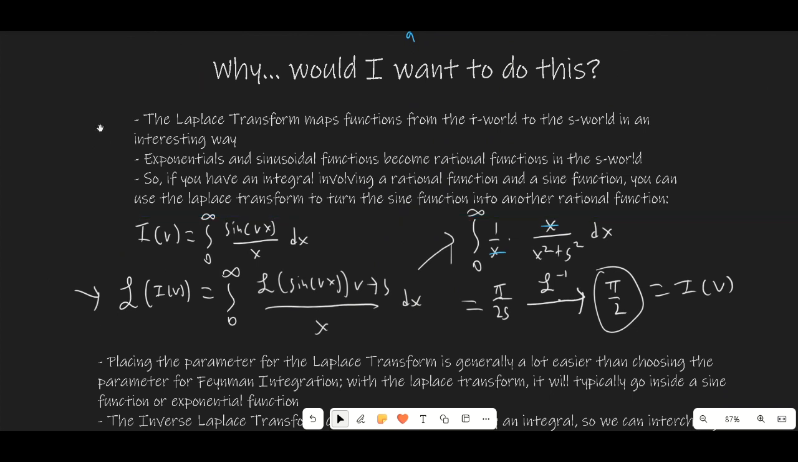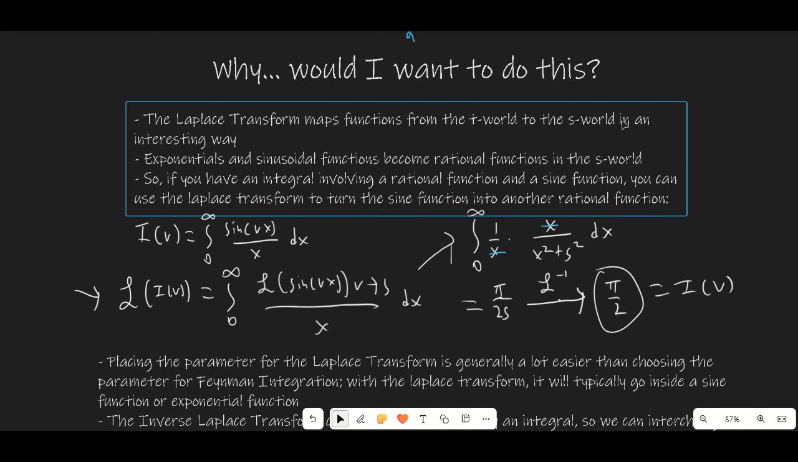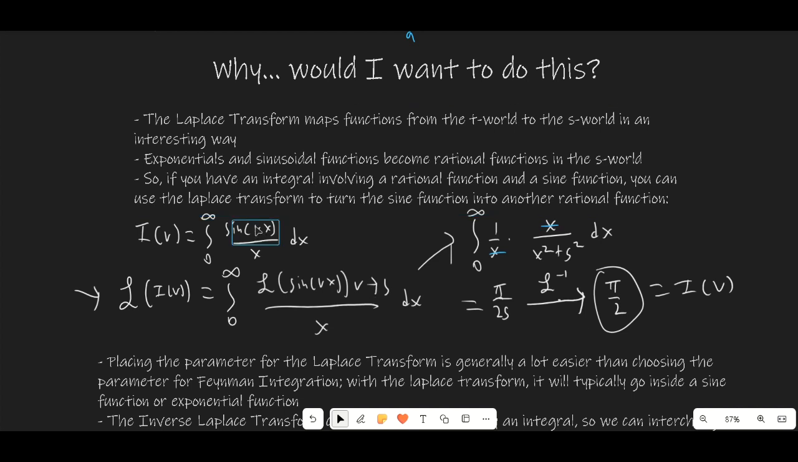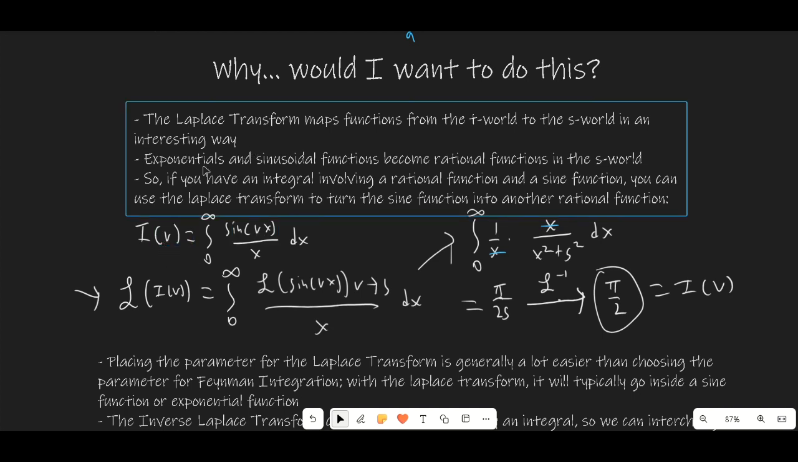But the reason for this is the way that the Laplace transform works is very interesting. It maps functions from the t world to the s world in a very interesting way. If you have an exponential function or a sinusoidal function in the t world, or in this case we're using v instead of t because t sometimes just looks like a plus sign, which is confusing, then exponentials and sinusoidal functions become rational functions in the s world.